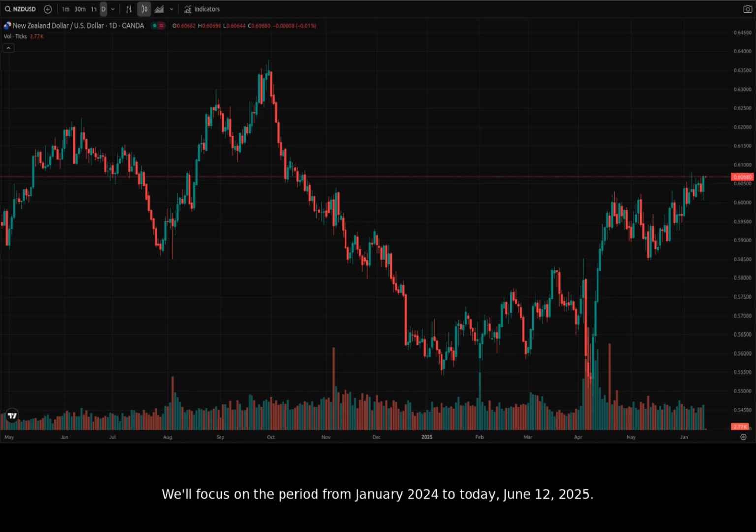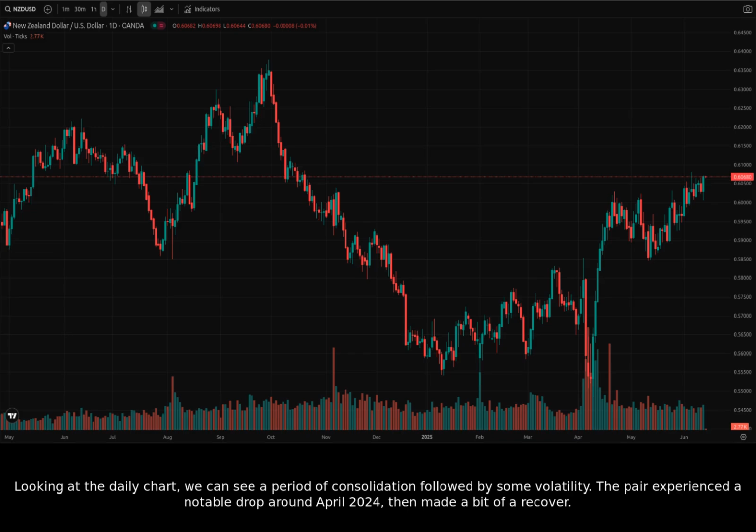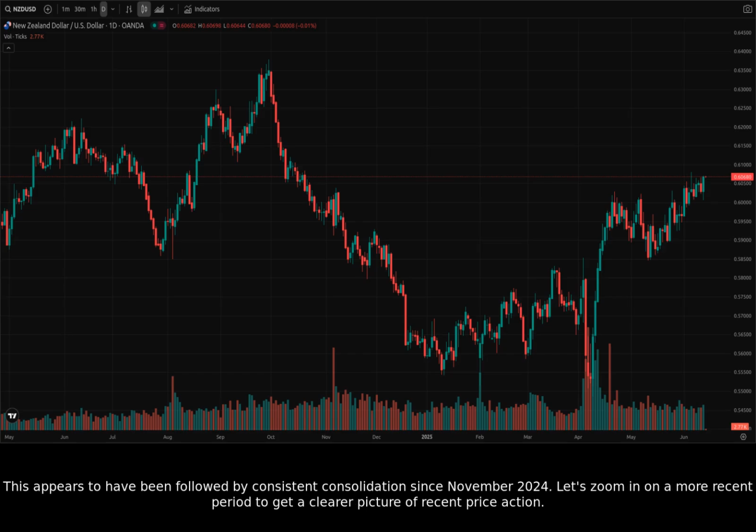We'll focus on the period from January 2024 to today, June 12th, 2025. Looking at the daily chart, we can see a period of consolidation followed by some volatility. The pair experienced a notable drop around April 2024, then made a bit of a recovery. This appears to have been followed by consistent consolidation since November 2024.